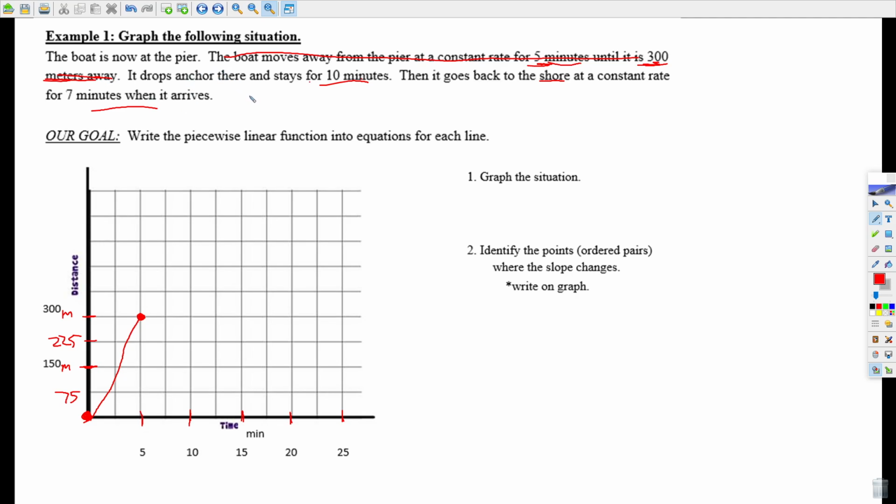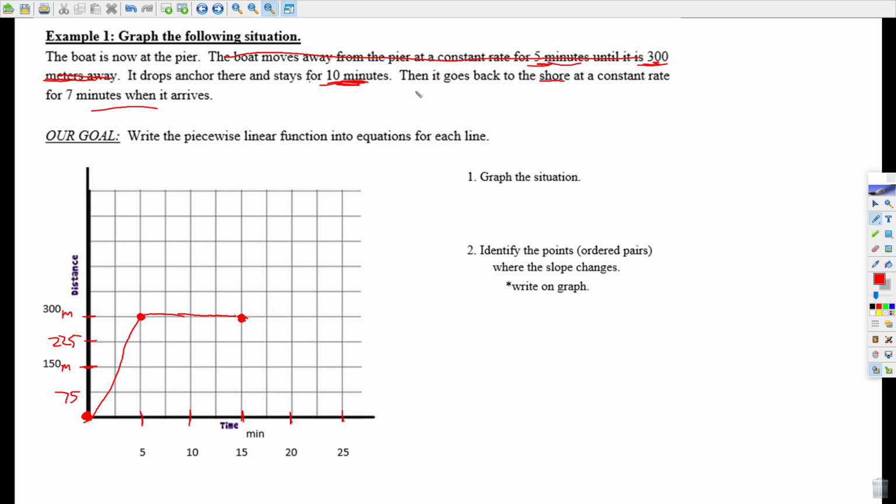Then it drops anchor, which hopefully you know what that means. The boat's not going to move. It drops anchor there and stays there for 10 minutes. How far out should we go? We don't go to the 10-minute marker, because that would only mean the boat was there for 5 minutes, since we're already 5 minutes out. If it's going to stay for 10 minutes, we have to go up to the 15-minute marker and put a dot there. We're at 15 minutes and still 300 meters away because we haven't moved, so this is going to be a flat line going across.